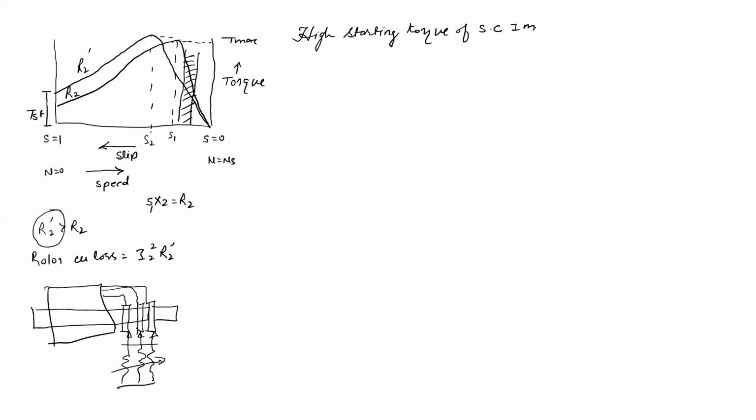So there are two methods by which we can increase the starting torque. It is quite simple: starting torque is equal to S E2 square R2 upon (R2 square plus (S X2) square). This is the torque at a particular slip. Now our objective is to first increase the rotor resistance.